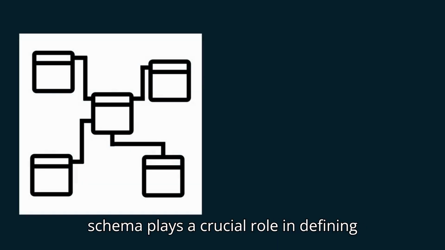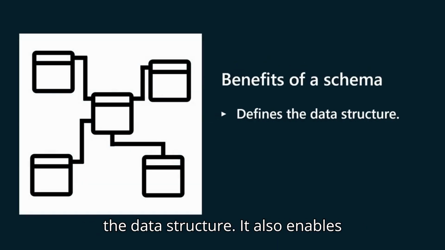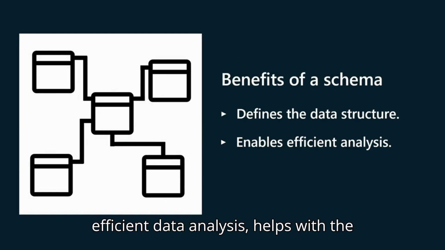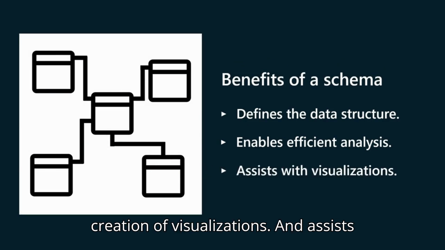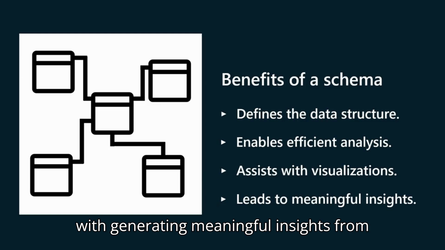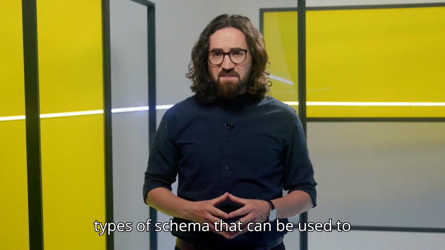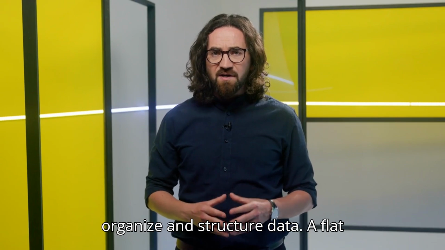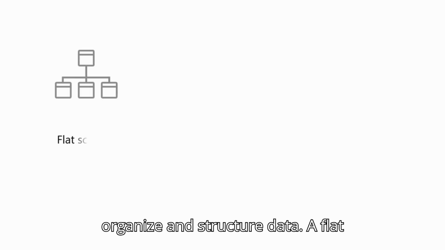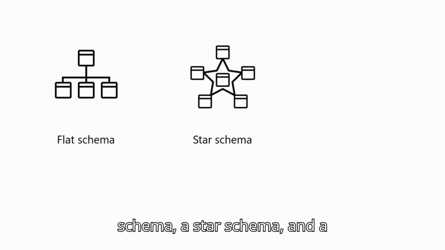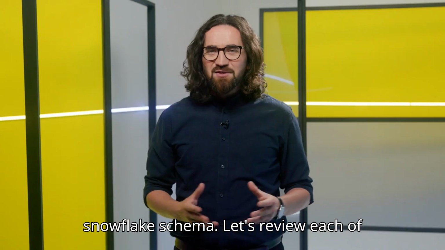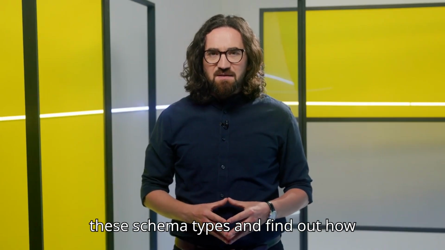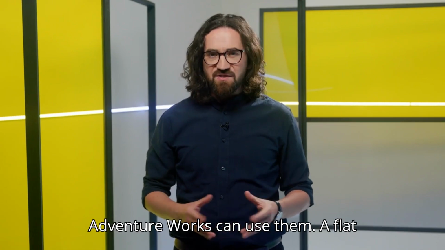A schema plays a crucial role in defining the data structure. It also enables efficient data analysis, helps with the creation of visualizations, and assists with generating meaningful insights from your data. There are 3 different types of schema that can be used to organize and structure data: a flat schema, a star schema, and a snowflake schema. Let's review each of these schema types and find out how AdventureWorks can use them.